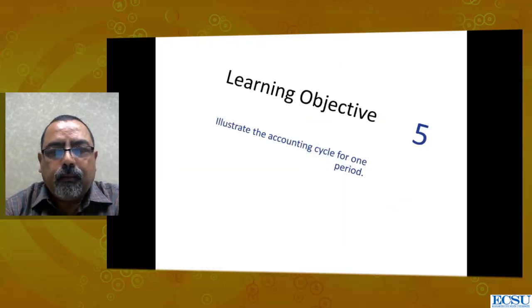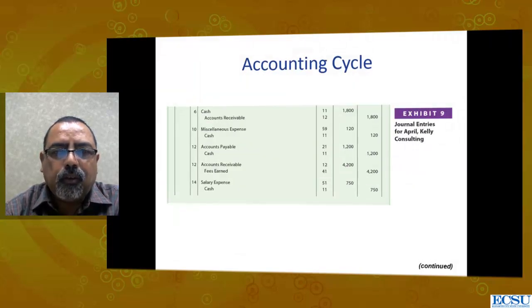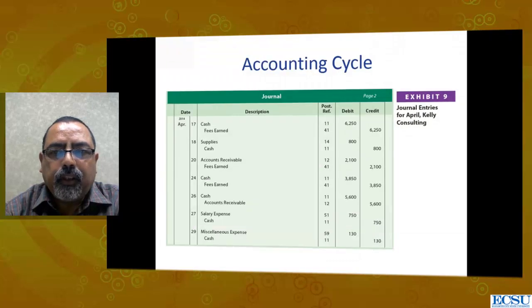Now, next learning objective deals with an illustration of the accounting cycle for one period. I'll not be doing that problem. What I'll be doing is whatever problem is done in the book, I'll be just showing those as part of the illustration for one period. Now, the first step, of course, is we are going to do the journal entry. So, as you will be able to see in the book, Exhibit 9, the journal entries for Kelly Consulting were done for the month of April. So, that is what we would be doing first.